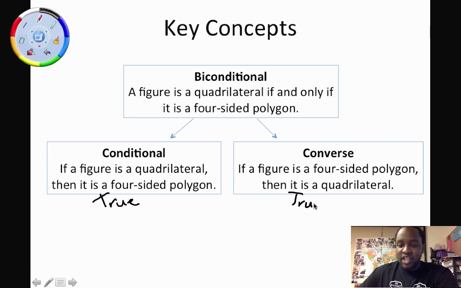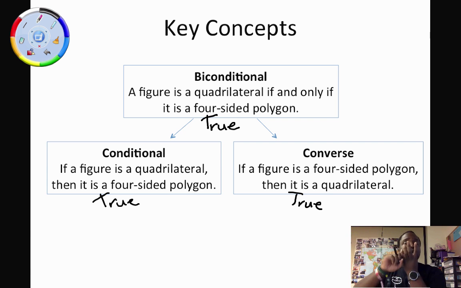we know that the biconditional is also true. Also remember that the conditional and the contrapositive are always logically equivalent. So if the conditional is true, the contrapositive is true. If the converse is true, the inverse is true. And since both of these are true, it makes all four of the related conditionals true. So in this case, the conditional, the converse, the inverse, and the contrapositive are all true. Therefore, the biconditional is true. And since the biconditional is true, this is a good definition of what a quadrilateral is. A quadrilateral is a four-sided polygon.